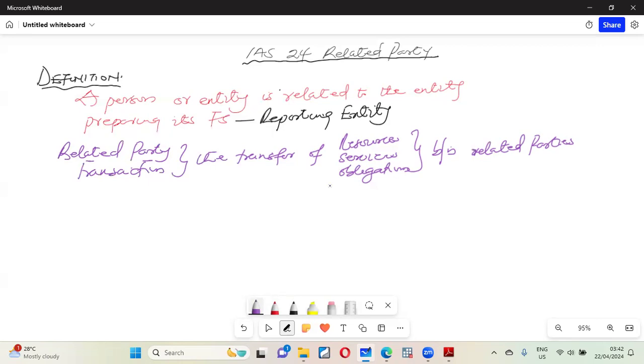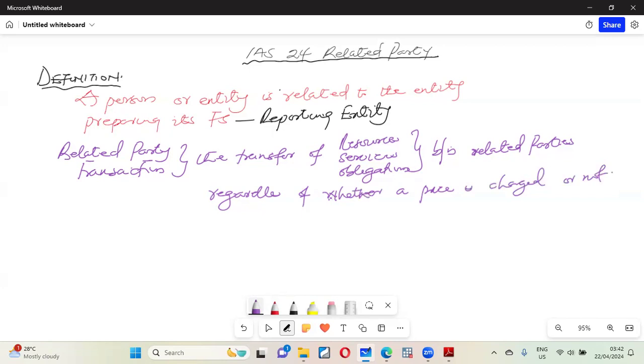Well, that part is very important. Regardless of whether a price is charged or not, you don't need a price to actually say that they are in a related party relationship. Any transaction that happens between those related parties, regardless of whether a price is charged or not, all right, is a related party transaction.